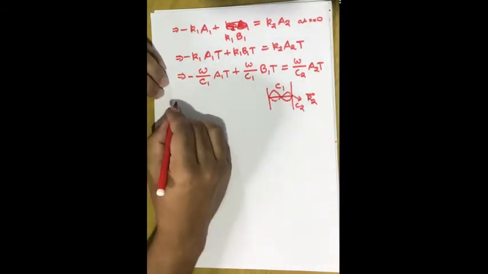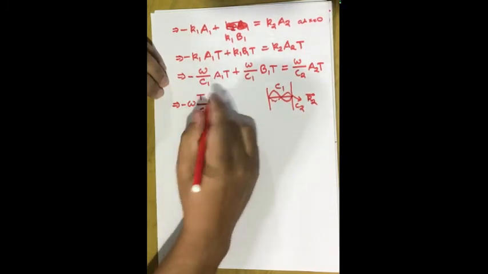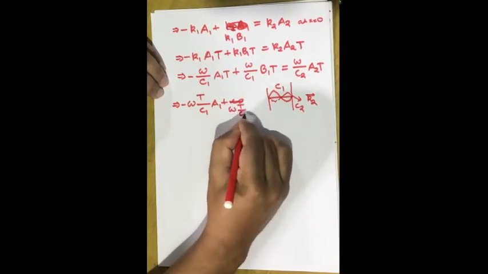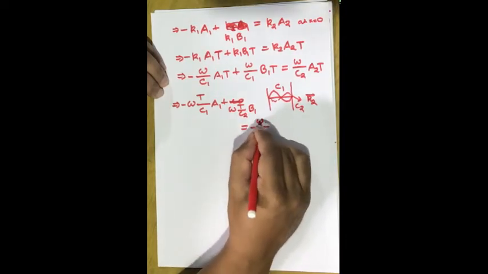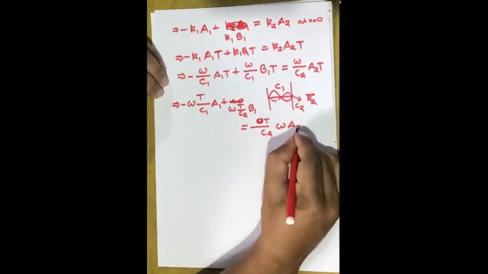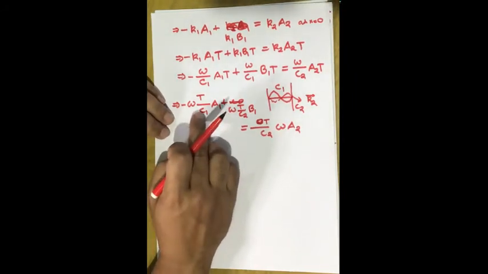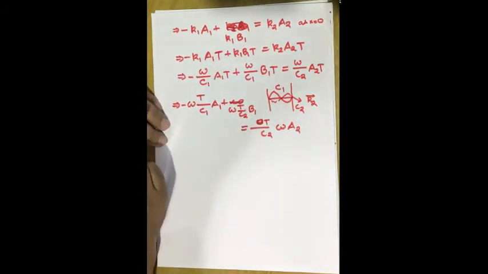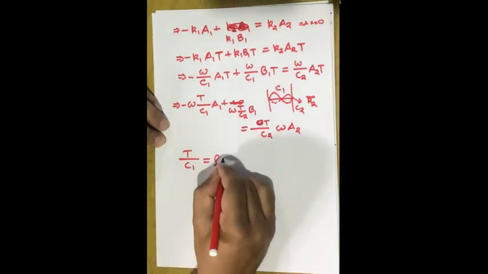Okay, so now we can rearrange it again. T divided by C1 into A1 plus omega T divided by C2 into B1 is equal to omega T divided by C2 into A2. There is a special motivation to write the expression as T by C1 and T by C2, because we know that T by C1 is nothing but rho into C1.